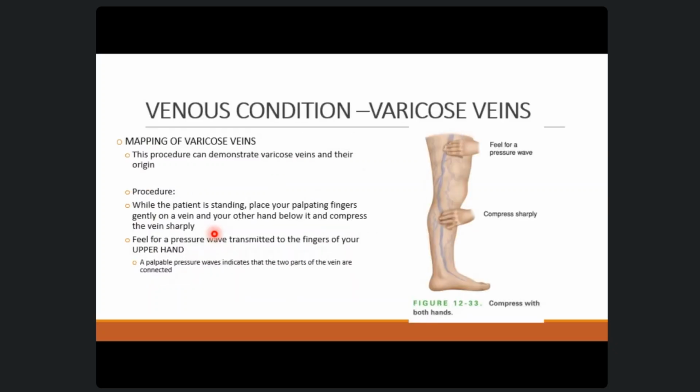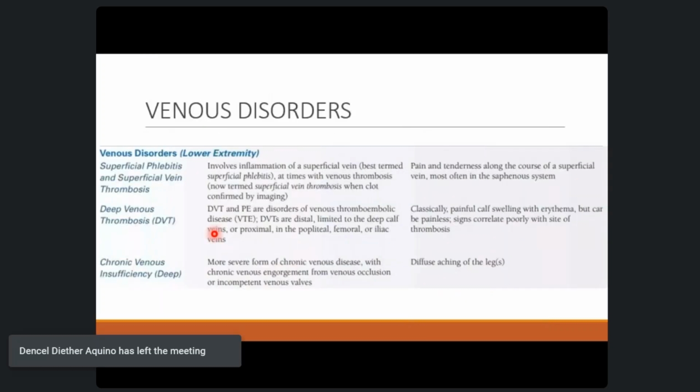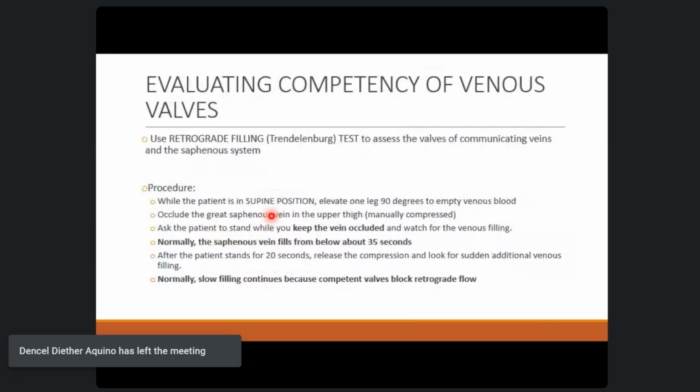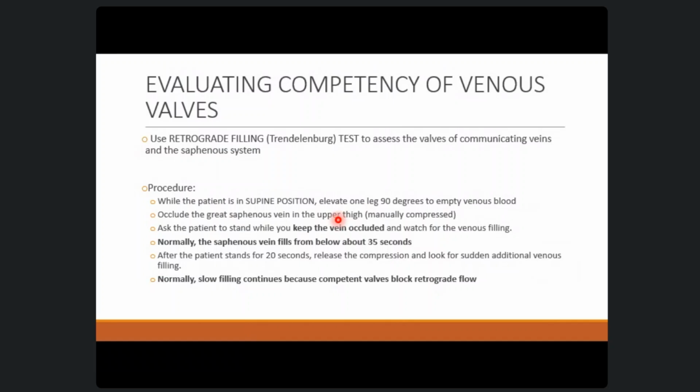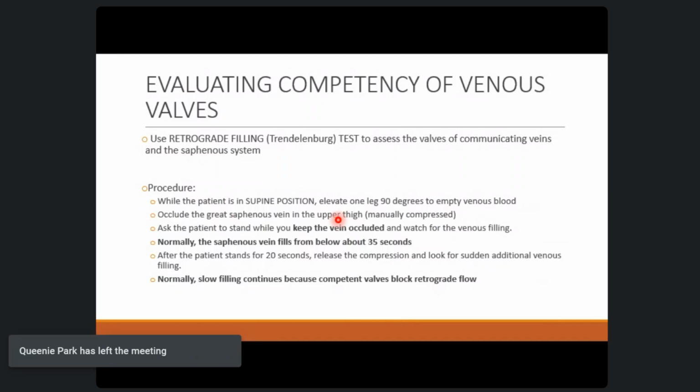Kanina, 'di ba, nakatayo. Yung first, yung Buerger's is in supine, tapos naka 90 degrees, 'di ba? Tapos you dangle the legs. The mapping is a standing. Ito is a supine position. Ganun pa din, same with Buerger's. I-elevate yung one leg to 90 degrees to empty the venous blood.